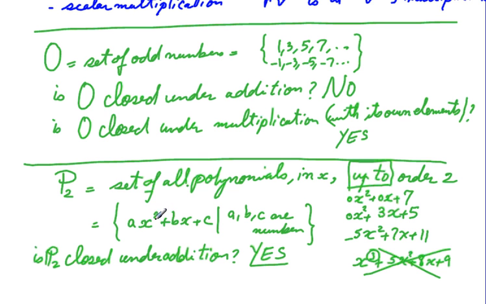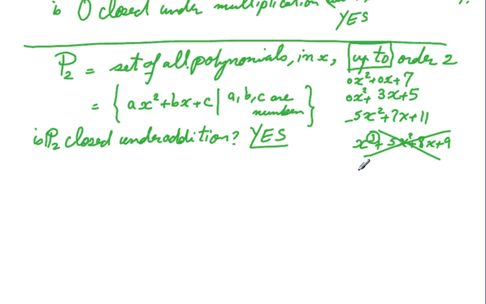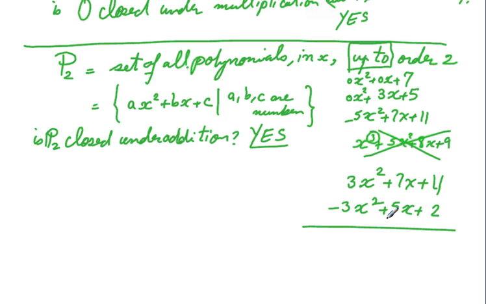It's possible that you add them and the power decreases. Like you might have 3x squared plus 7x plus 11, and the other guy is minus 3x squared plus, say, 5x plus 2. If you add them, what do you get? Say 12x plus 13. The x squares cancel, so the degree could go down, but can't go up. So P2, the set of all polynomials up to order 2, is it closed under addition? Yes. Is P2 closed under scalar multiplication?